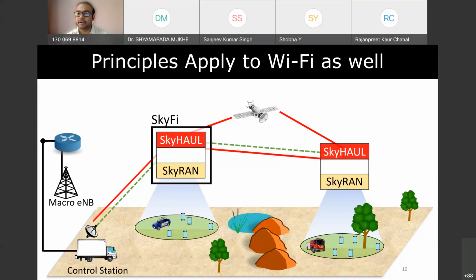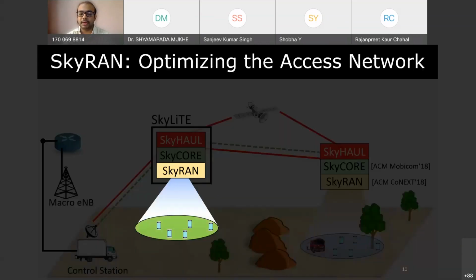For example, we can even have Wi-Fi. Instead of having LTE and getting rid of those EPC cores and so on, you can simply put a wireless access point on top of the drone. We still have the Sky RAN part as well as the Sky Haul problems to solve. So whatever I discuss today, the Sky RAN is generic to any wireless network that you want to put on the drone.